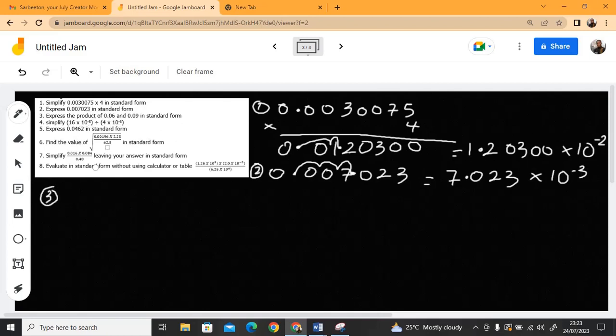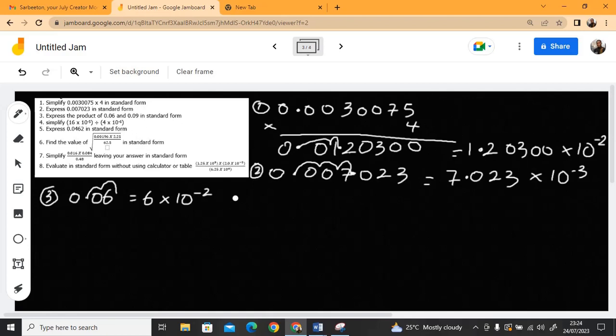I can turn this 0.06 to standard form. I have to move this point here. That will be 1, 2, right? I move twice. So this will be 6 times 10 raised to the power of what? How many times did you move? Minus 2, right?